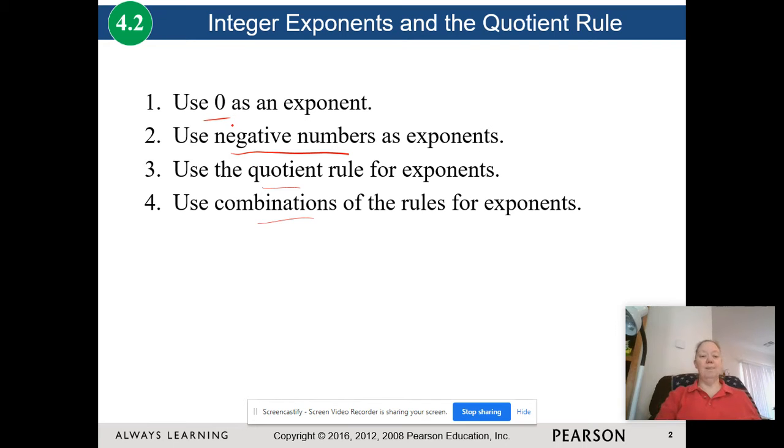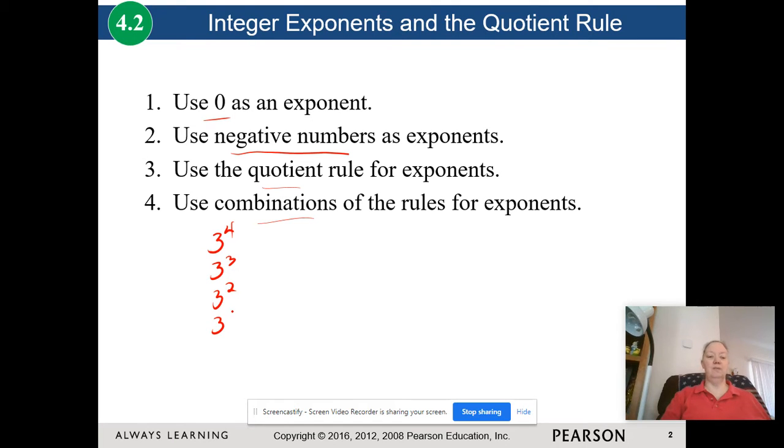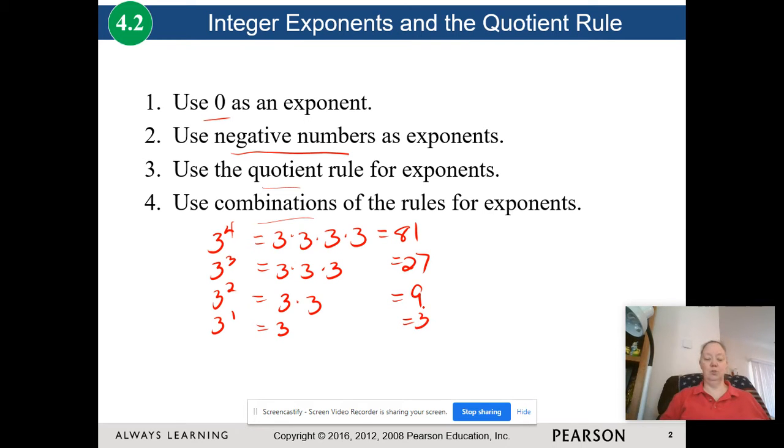All right, so before we get started, I want to show you something. I want you to see a pattern. So let's suppose I have 3 to the 4th, 3 to the 3rd, 3 to the 2nd, 3 to the 1st. And we know 3 to the 4th, if we multiply that out, we get 81. And 3 to the 3rd, we multiply that out, we get 27. 3 squared, we get 9. And 3, which is just 3.